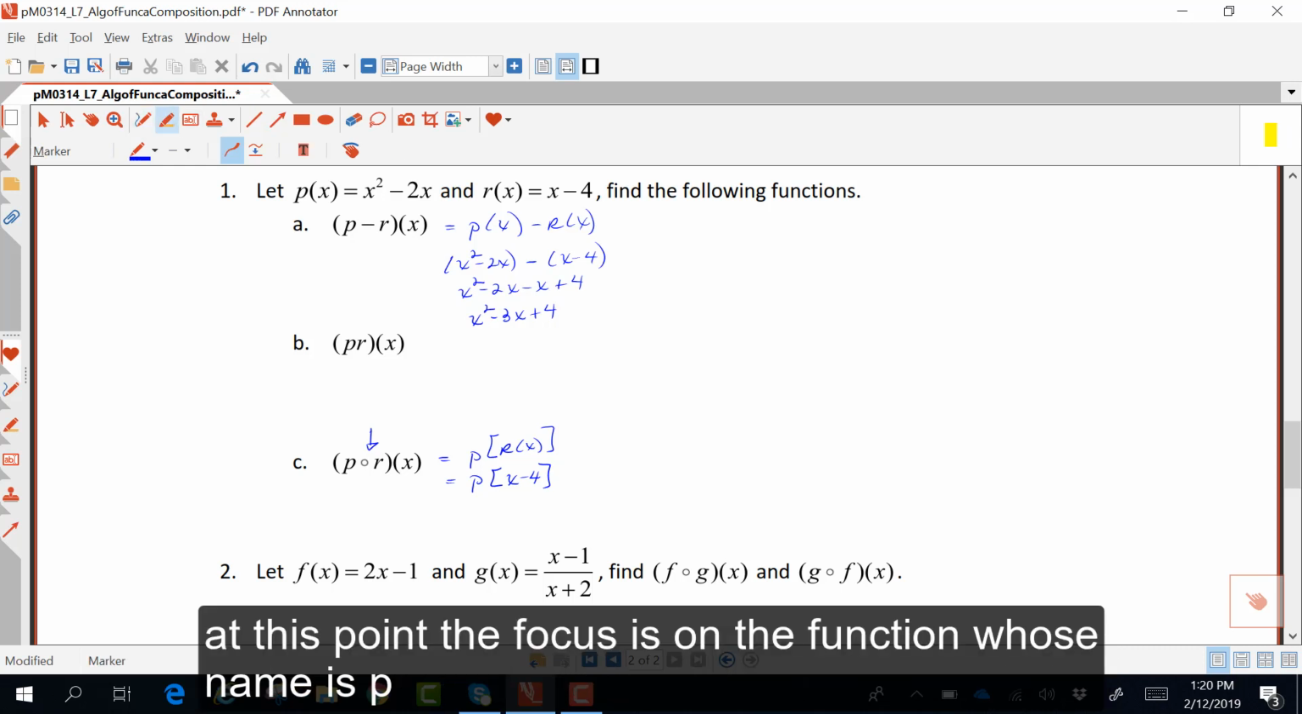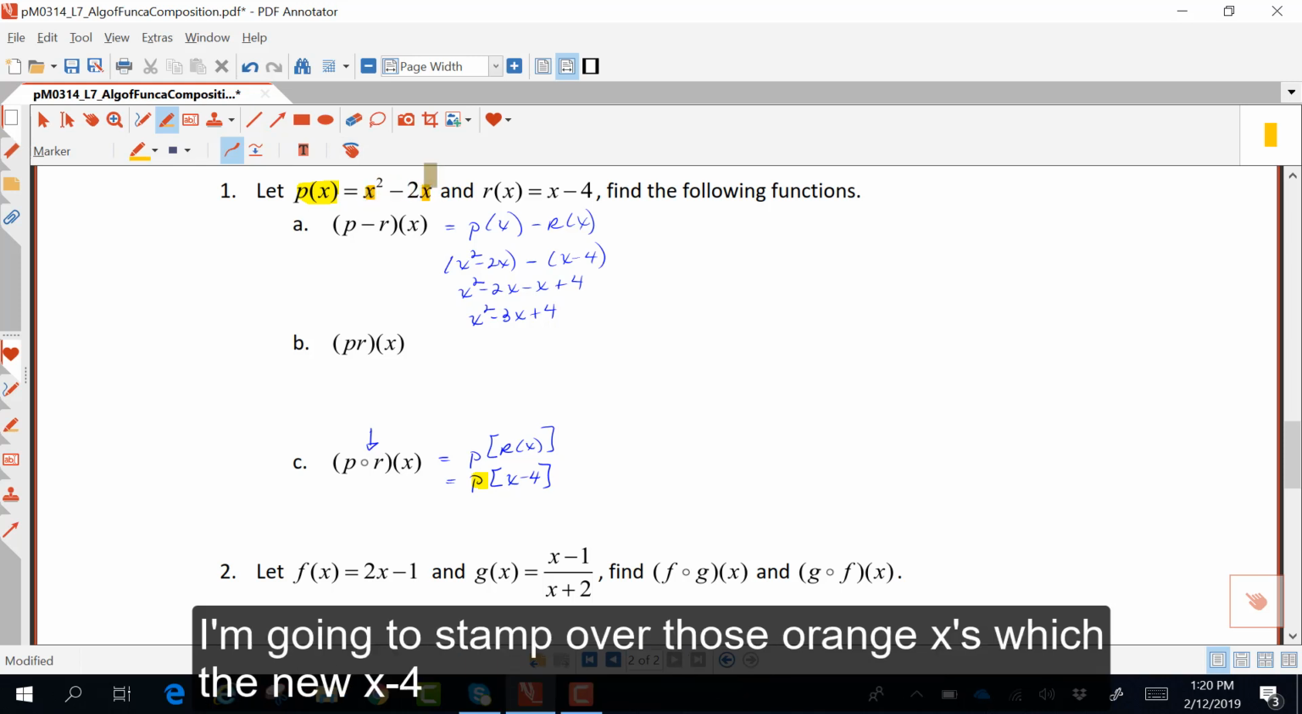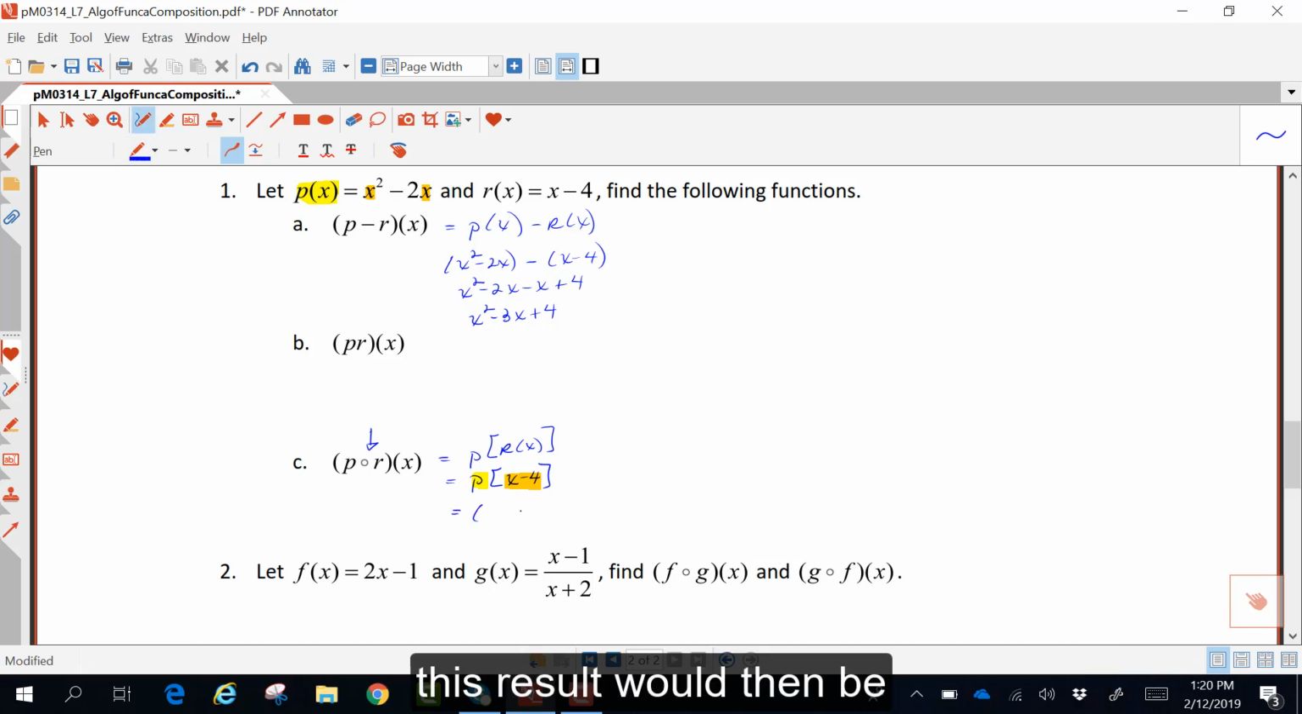At this point, the focus is on the function whose name is p. Now, everywhere there is an x in the function p of x, I will highlight it in a different color. I'm going to stamp over those orange x's with the new x minus 4. This result would then be x minus 4 squared minus 2 times x minus 4.